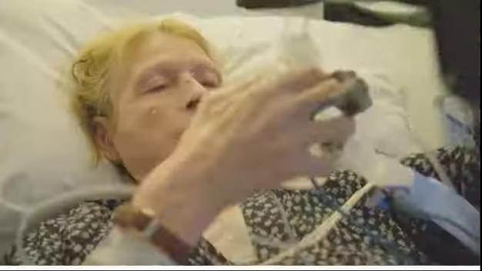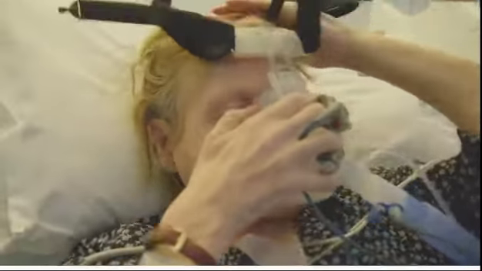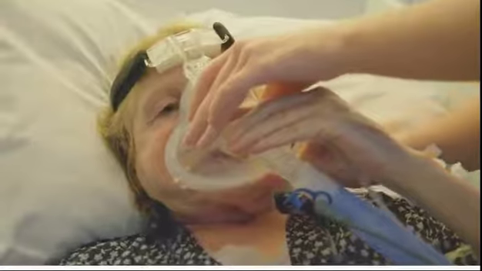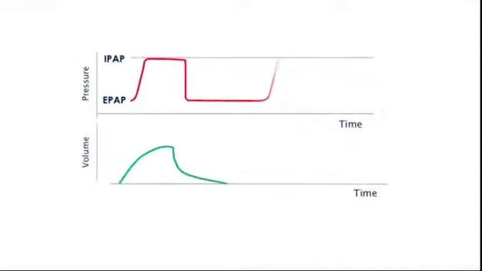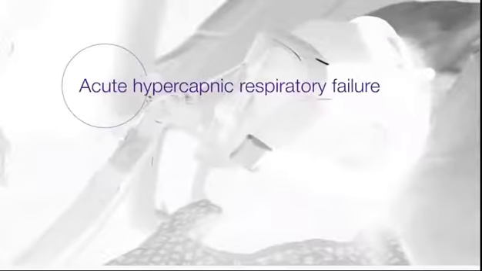NIV works to improve your gas exchange. There are 2 main settings. The first being your IPAP, or inspiratory positive airway pressure, and the second being your EPAP, the expiratory positive airway pressure. Your IPAP aims to improve hypercapnia by increasing your ventilation and your tidal volume. Your EPAP aims to improve oxygenation by increasing recruitment and improving lung compliance. Therefore, non-invasive ventilation is used in the treatment of acute hypercapnic respiratory failure or those with excessive work of breathing.